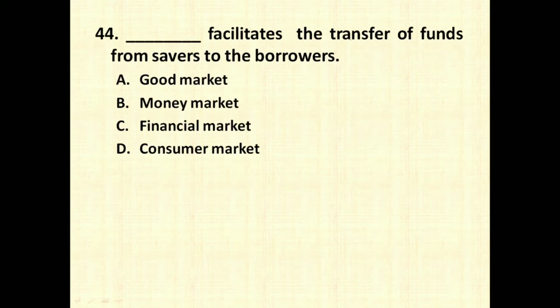Dash facilitates the transfer of funds from savers to borrowers. Good market? No. Money market? No. Consumer market? No. It is financial market. So financial market is a market where the funds of savers is going to be transferred to the users, right? So in a financial system, the person who have money, they'll put into the market, and the person who wants money will borrow from the market. Money market is a market where borrowing and lending happens for less than 365 days or 1 year.